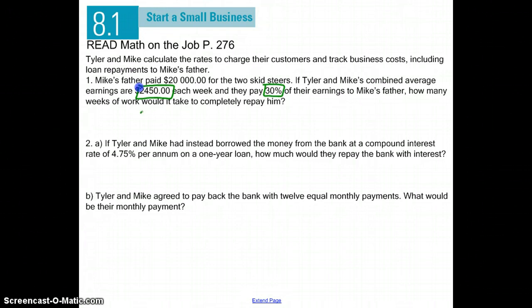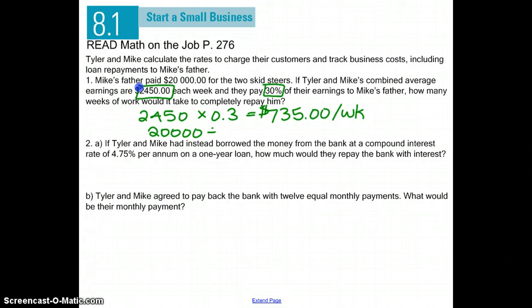So if they have 2,450 and they're only paying 30%, we need to multiply it by 0.3, which would give us $735 per week. But they borrowed $20,000 from him, and again with no interest. So we're going to divide by 735 to get approximately 28 weeks, 27.2 to be exact.